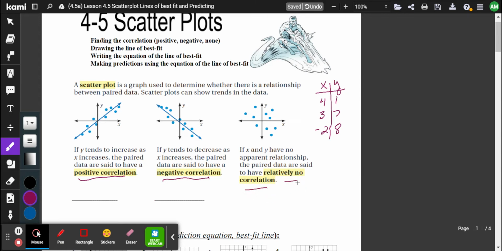Positive correlations do exactly what you think they do. It means that the data is positively related. The trend tends to increase, like my slope would be positive here. Negative correlation, the trend tends to decrease, so my slope would be negative. And no correlation is when I just have things scattered all over everywhere and I can't actually look at how the things are moving.